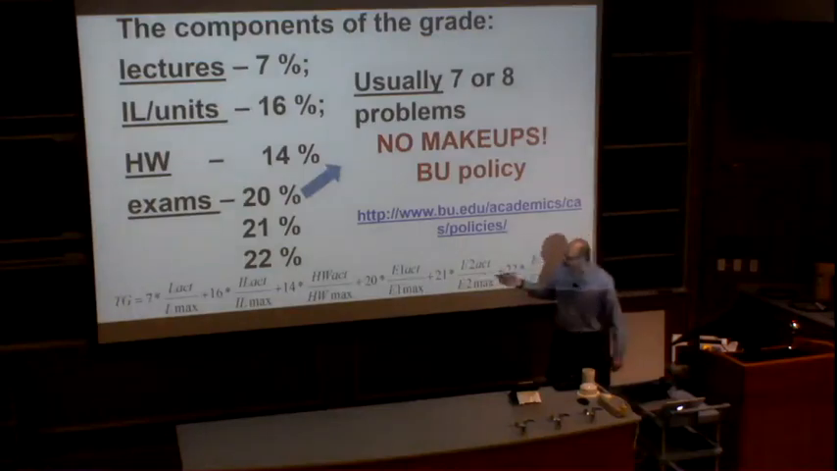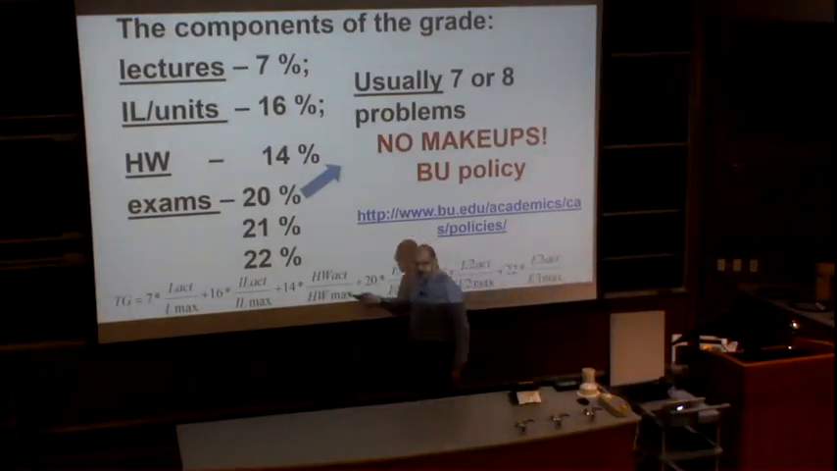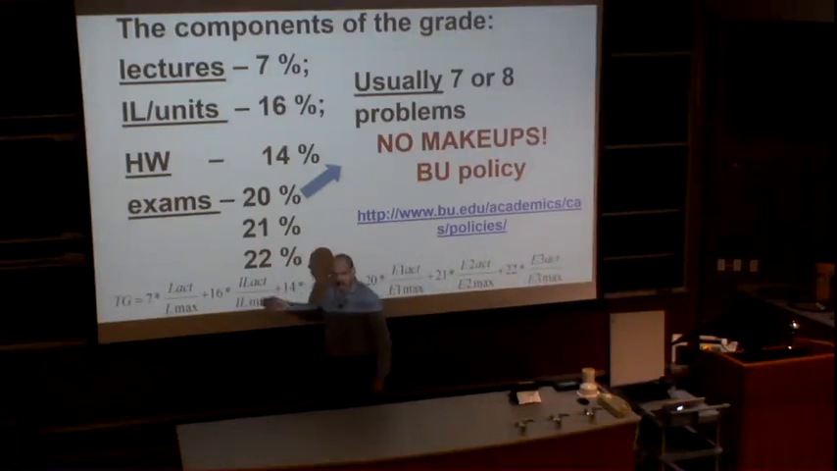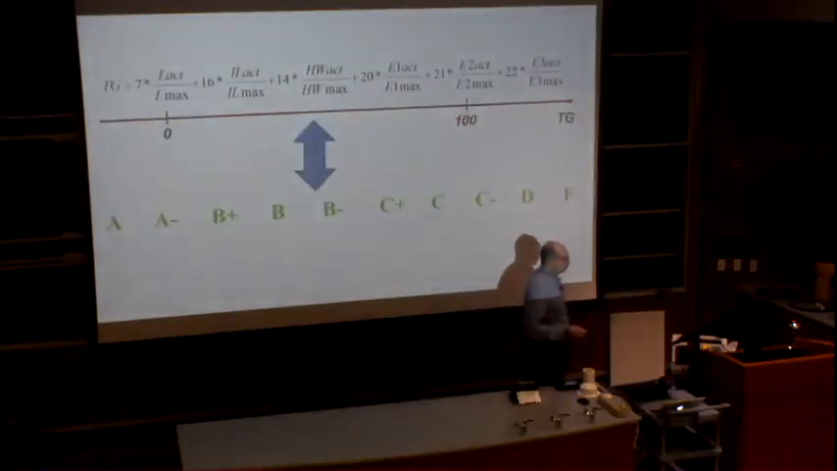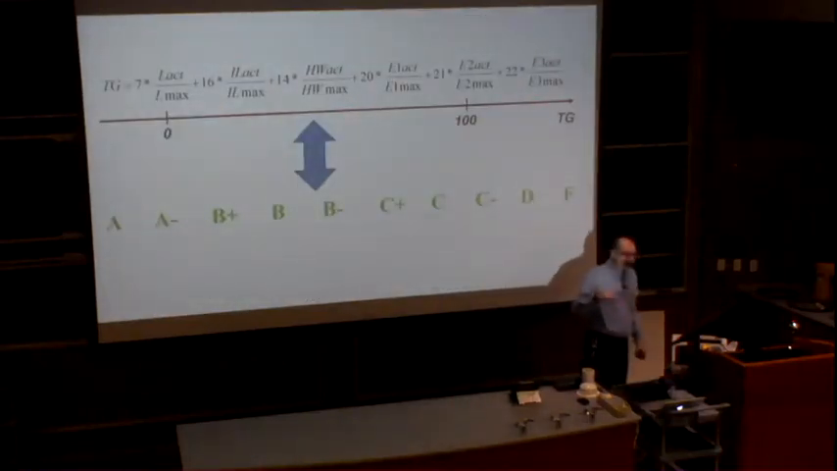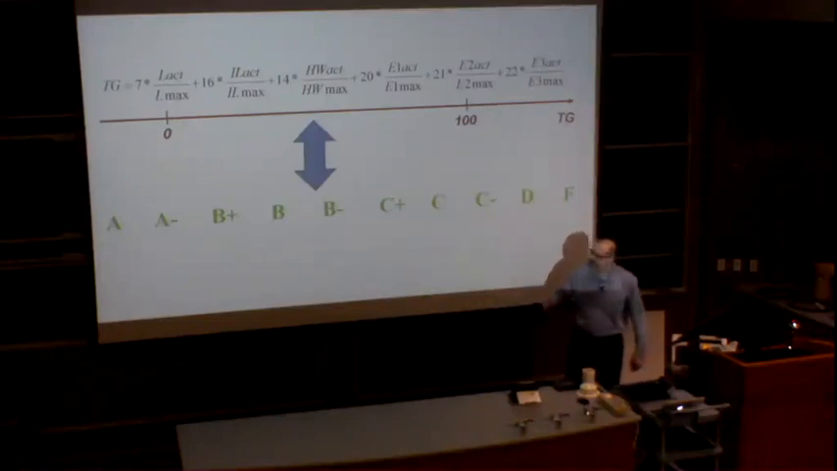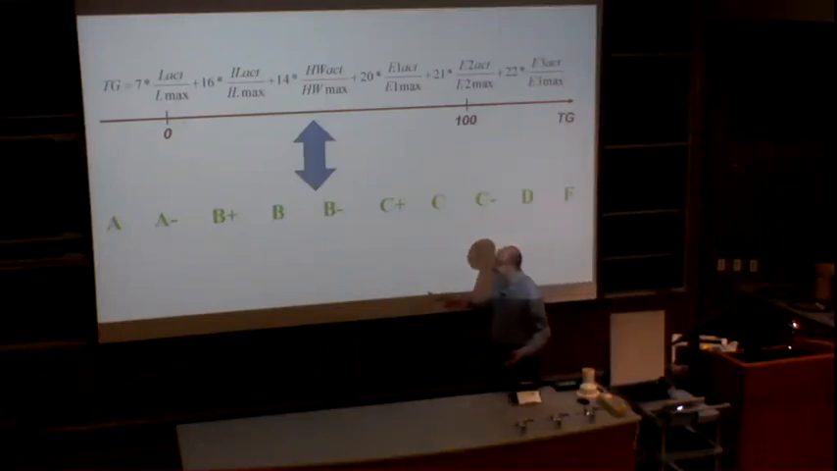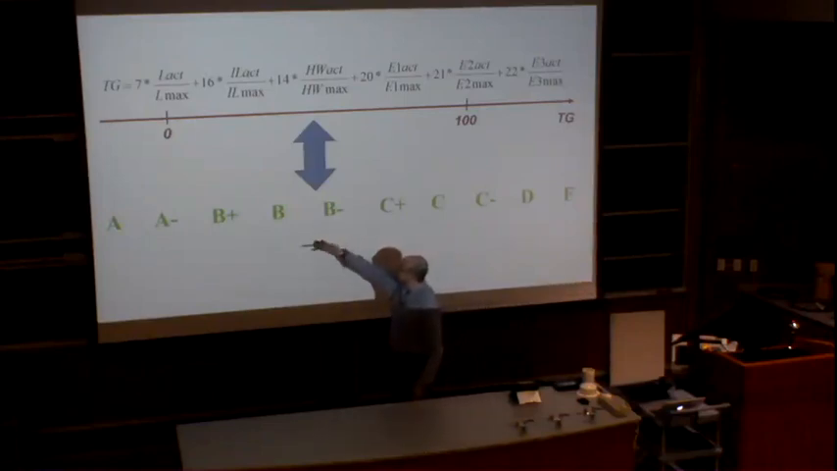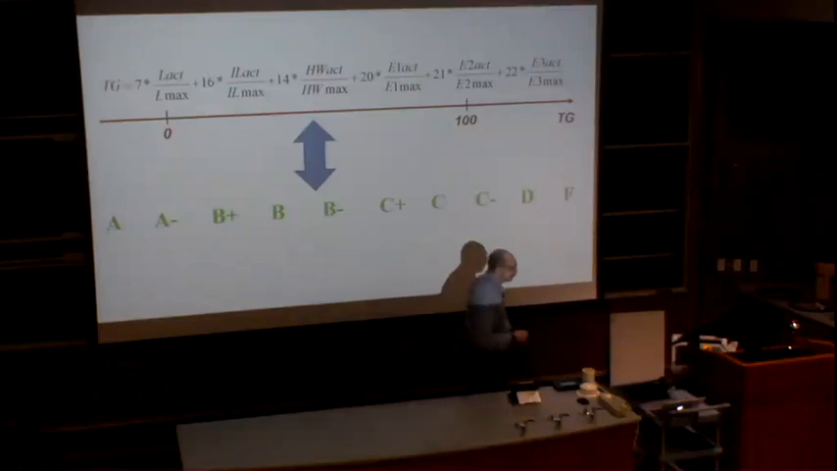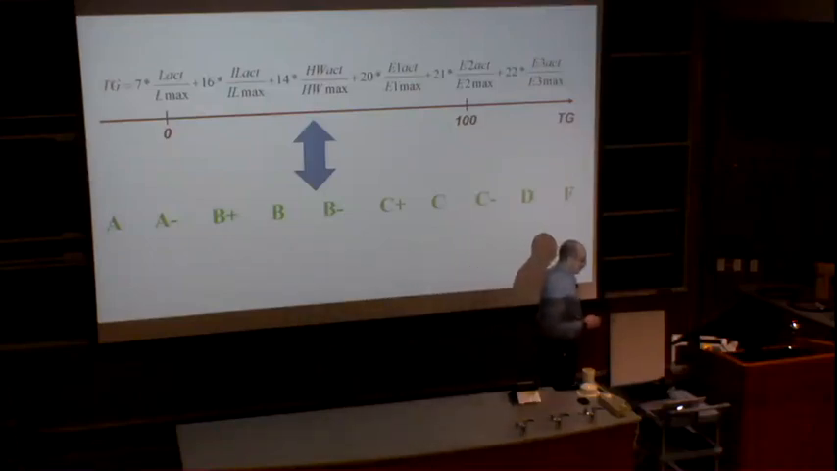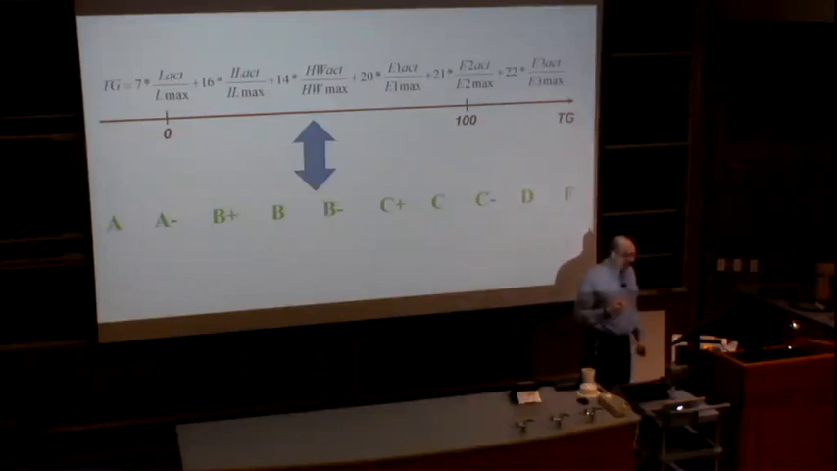At the end, everybody gets the total grade calculated using this equation from the syllabus. And that number has to be converted into a letter. That's the policy, which means somewhere here on this number line, someone has to draw boundaries between letter grades. Who? Well, officially, it's my job.